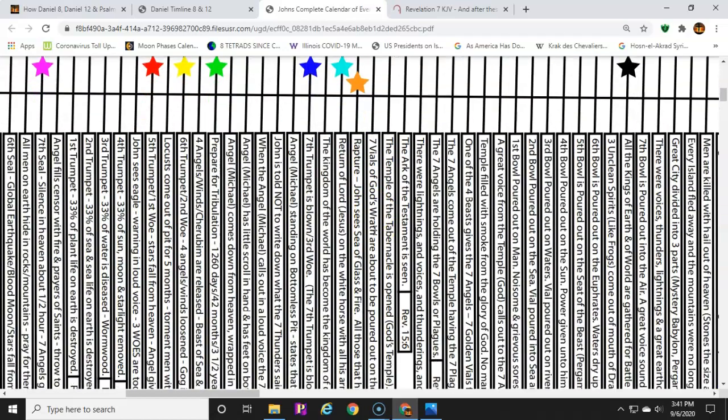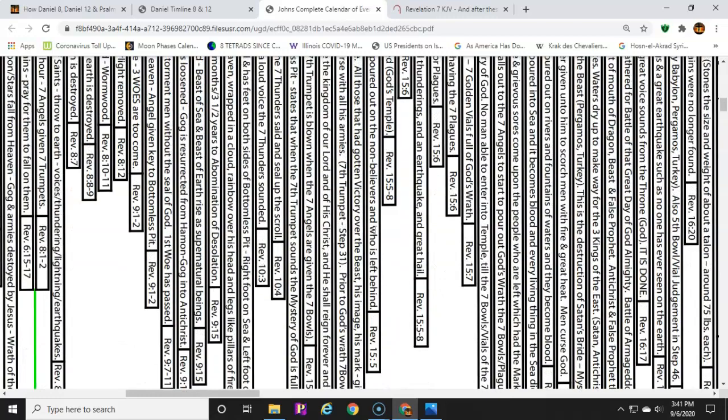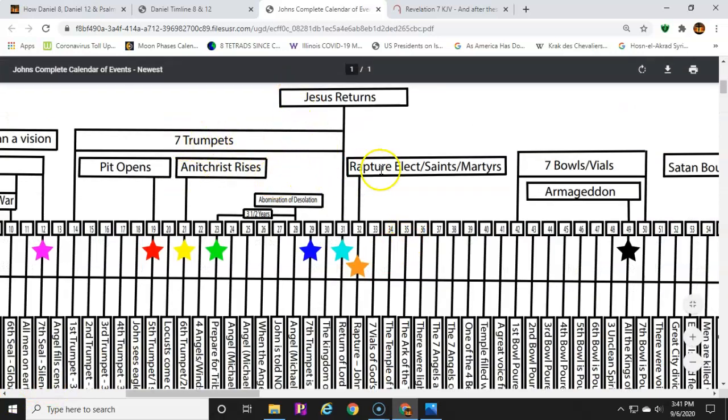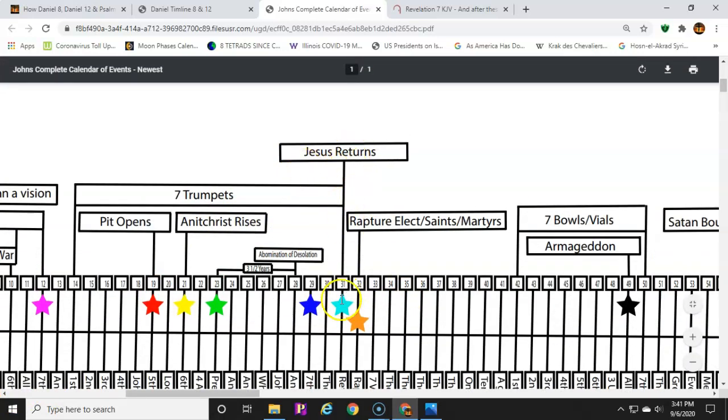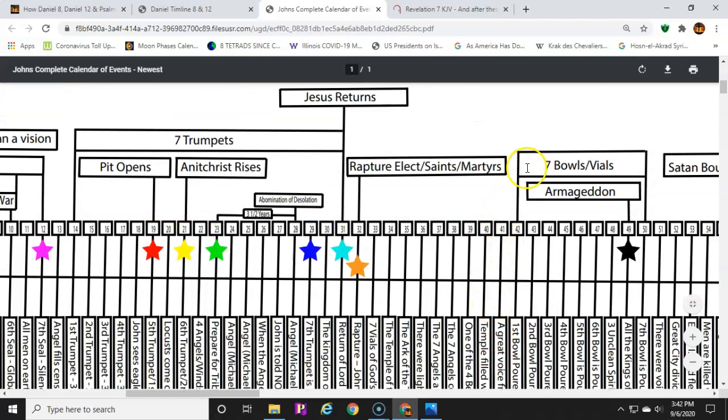And then what happens? He hands out the 7 bowls to the 7 angels, and we start to see the 7 bowls start to happen as we move through here. So it's important that we understand the structure. And so you can see this up here. It's real easy to understand. Jesus comes back, you have the rapture, and then we start to see the 7 bowls handed out, and we start to work into the war of Armageddon.